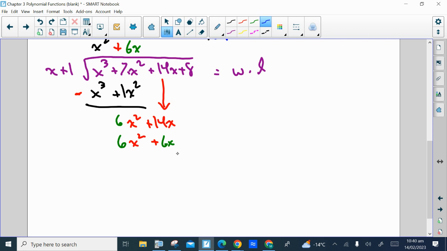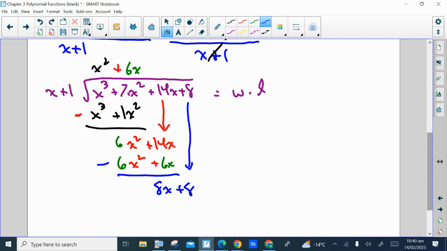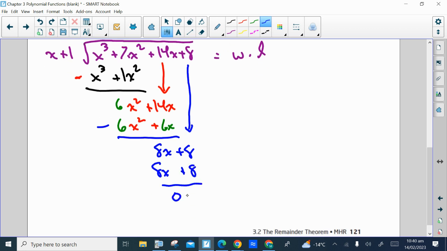So now when we subtract, the 6x squareds cancel. 14x take away 6x is 8x. And then I'll bring down that last term, that positive 8. And because we need an 8x down here, we must put a positive 8 up there. Whatever you write on top, you're going to multiply by what's in front. 8 times x is 8x. And 8 times 1 is positive 8. In this case, we get a 0 remainder.